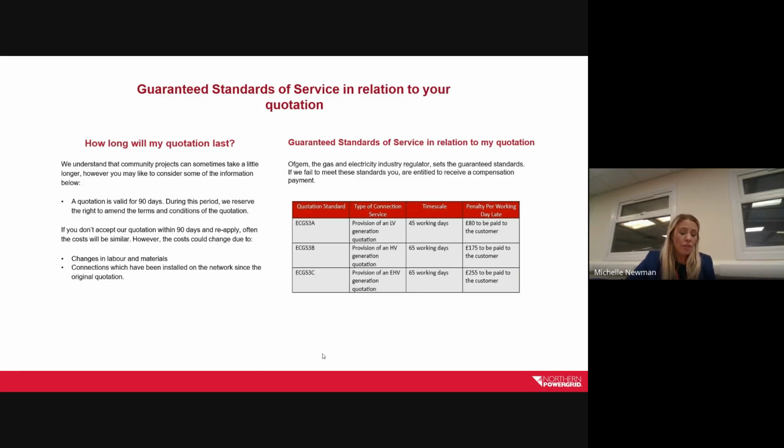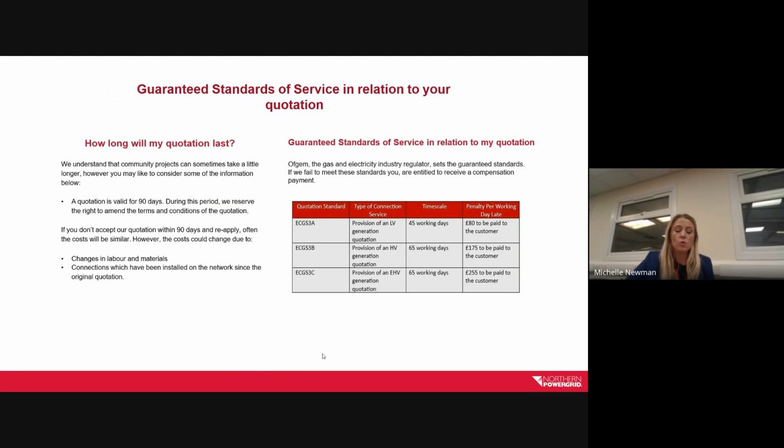And things which can influence those changes in the quotation cost can be things like just a change in labour and material costs, or if we've had any other connections installed on the network since you got your original quote, they can all have a bearing on the quotation cost.